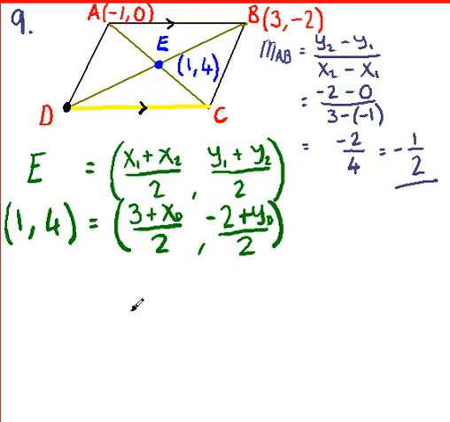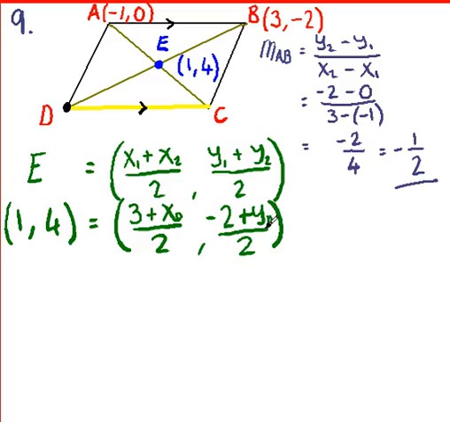So what we could do at this point is look at each bit separately. We have 3 plus xd. If we divide that by 2, then we know the answer is going to be 1, because we have it already. And we have -2 plus yd.